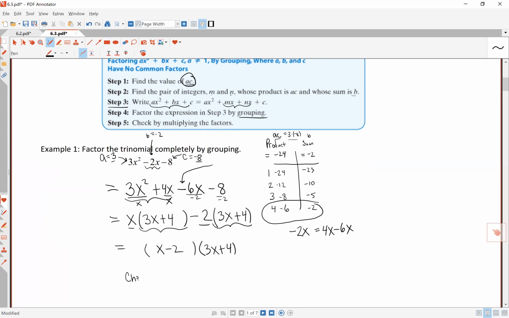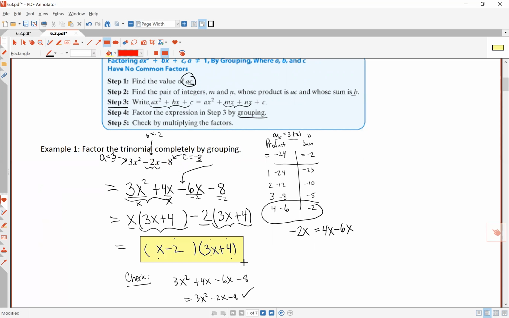As always, you should check this. x times 3x is 3x squared. x times 4 is 4x. Negative 2 times 3x is negative 6x. And negative 2 times 4 is negative 8. 4x minus 6x is negative 2x, minus 8. So this factors as x minus 2 times 3x plus 4.